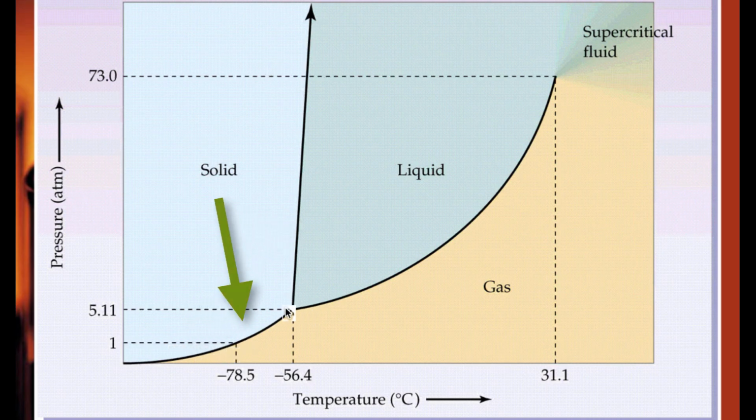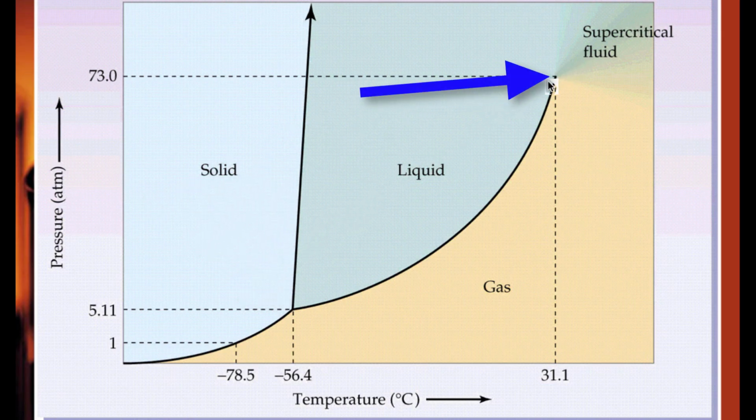This point right here in the middle is called the triple point. This is the point at which you can get all 3 states of matter occurring at the same time. And this is called the critical point, where it doesn't matter how much pressure you apply, it can't stay in liquid form anymore. It has to form a gas. At this point right here, even though you've applied a great deal of pressure, it's going to want to turn into a gas.